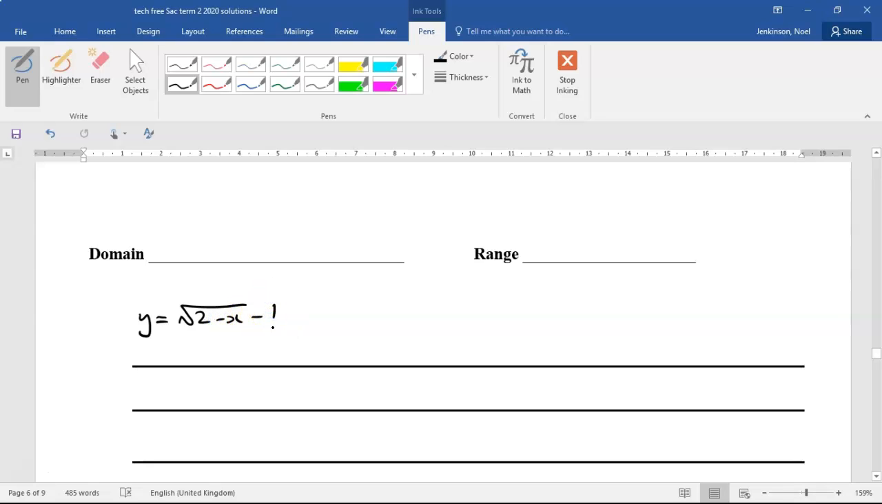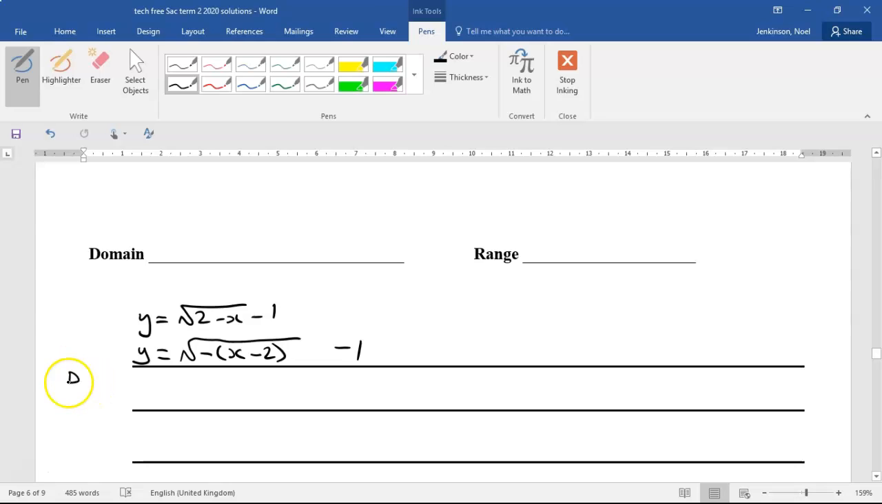We need to put it into standard transformation form, and the trick with these, when you have a negative x inside a function, is to factorize out that negative. So if we just look at that, and minus into the bracket, minus x is the minus x above, but the minus 2 gives me the plus 2 above. I can now see the transformations for this graph.